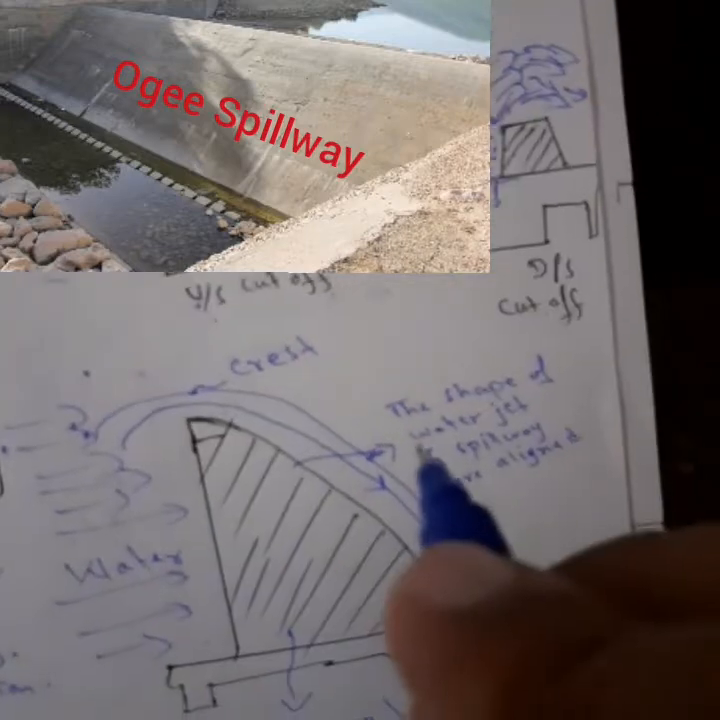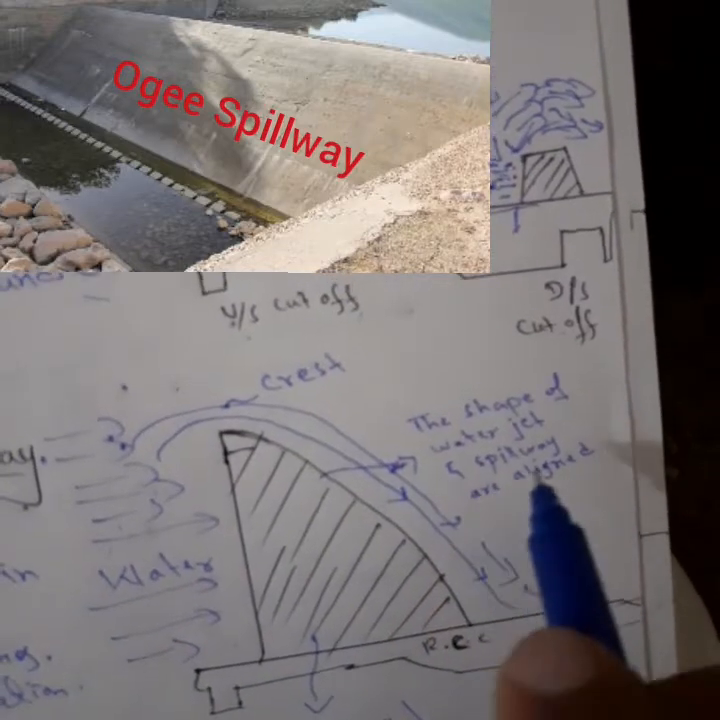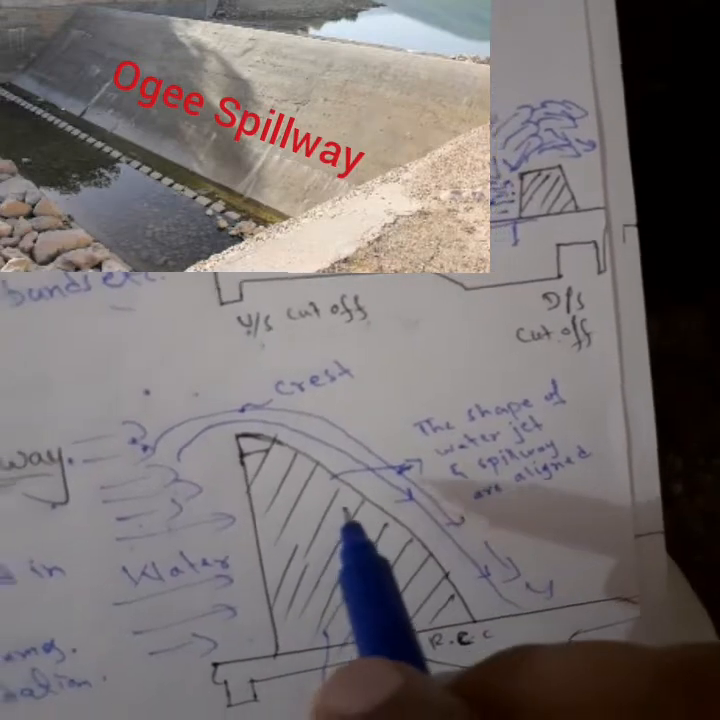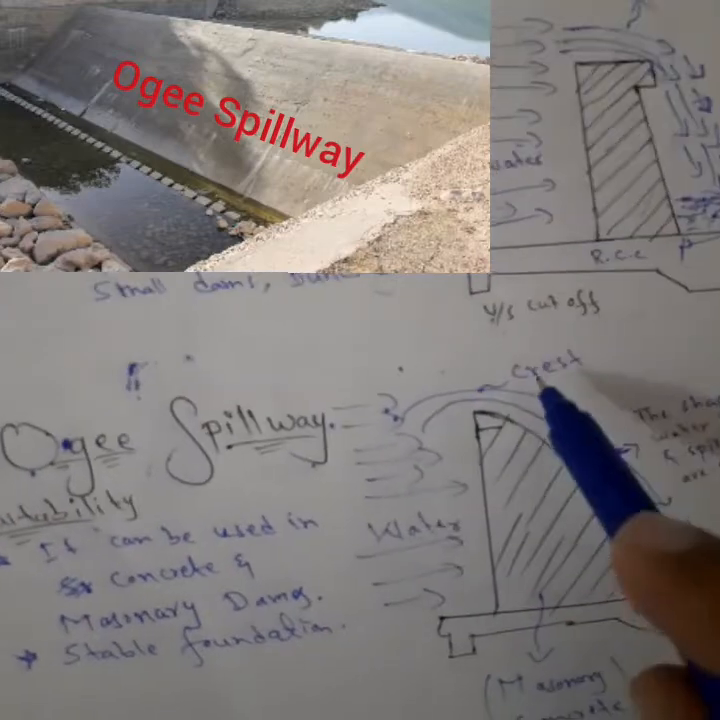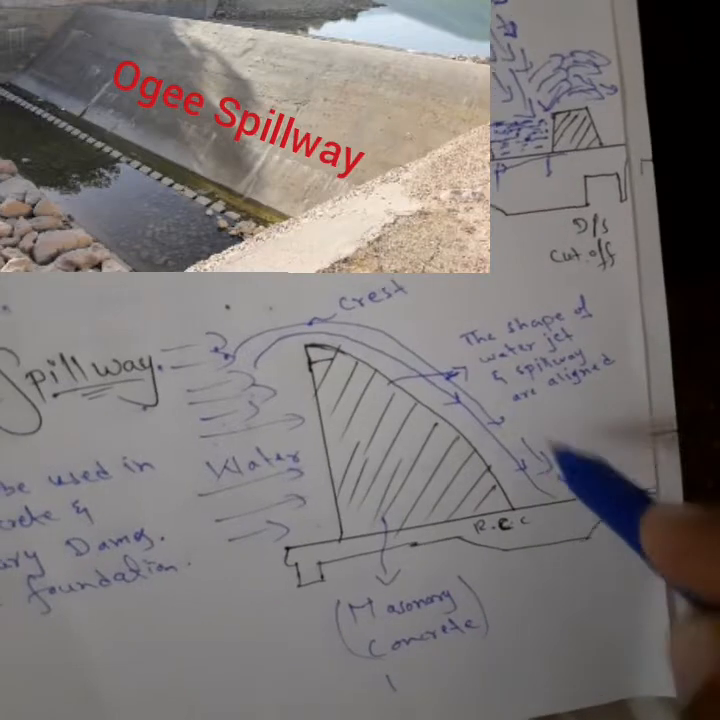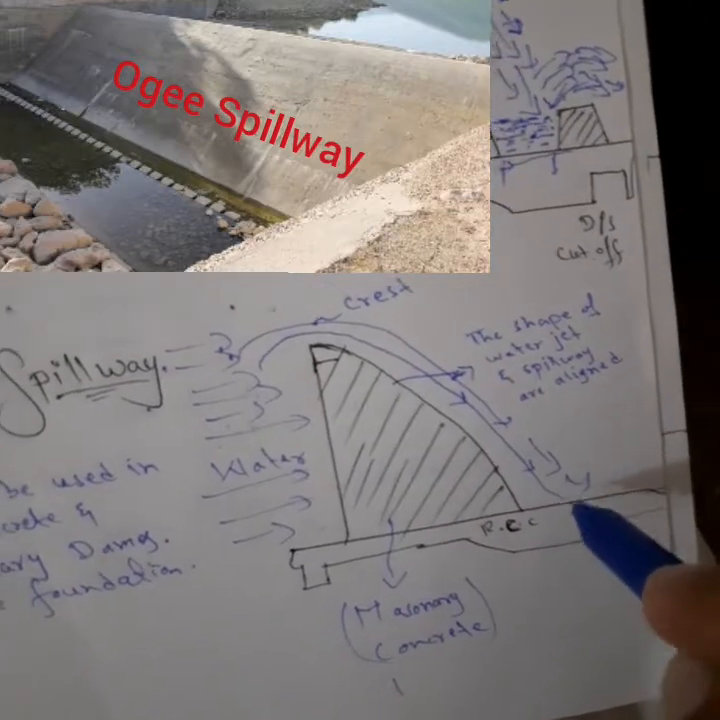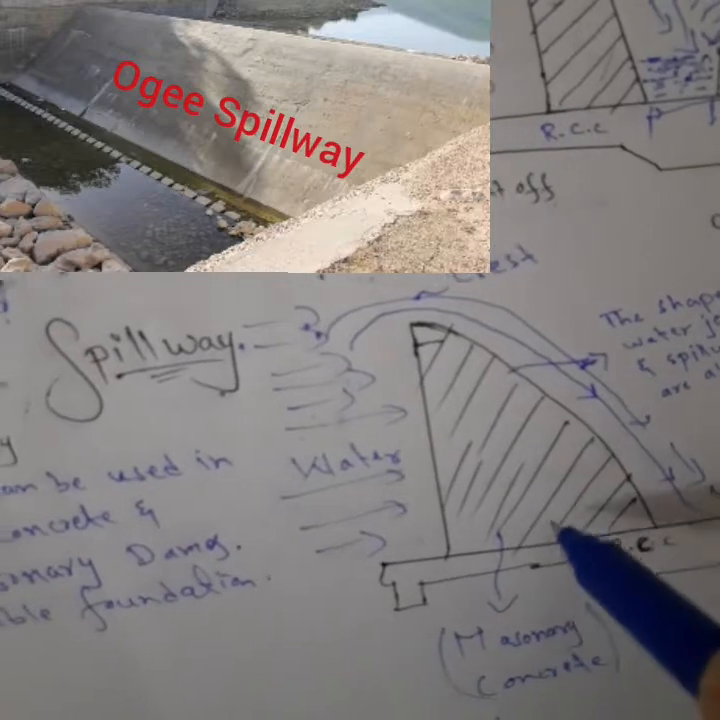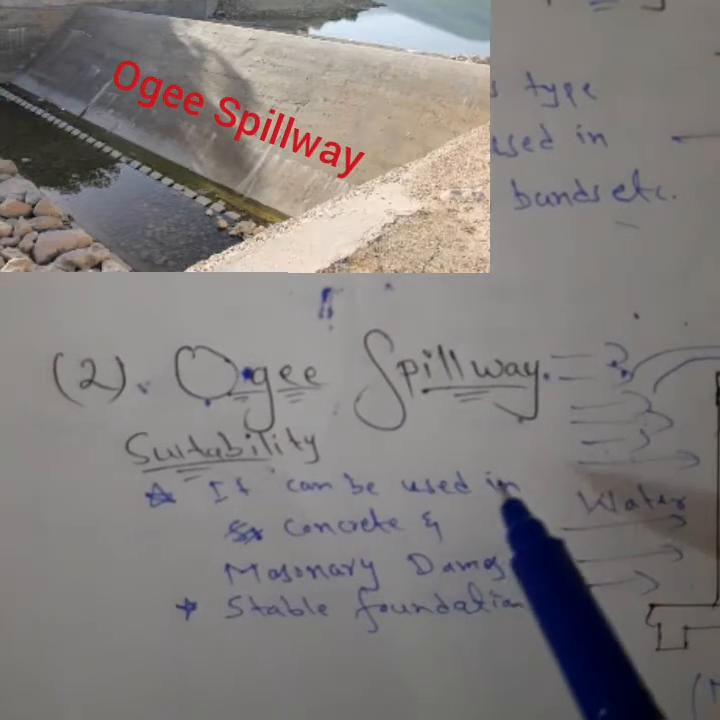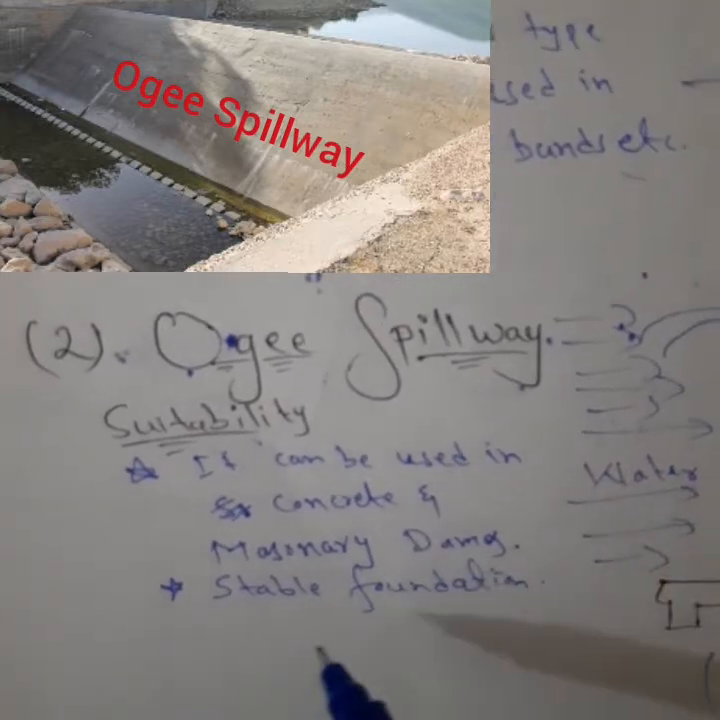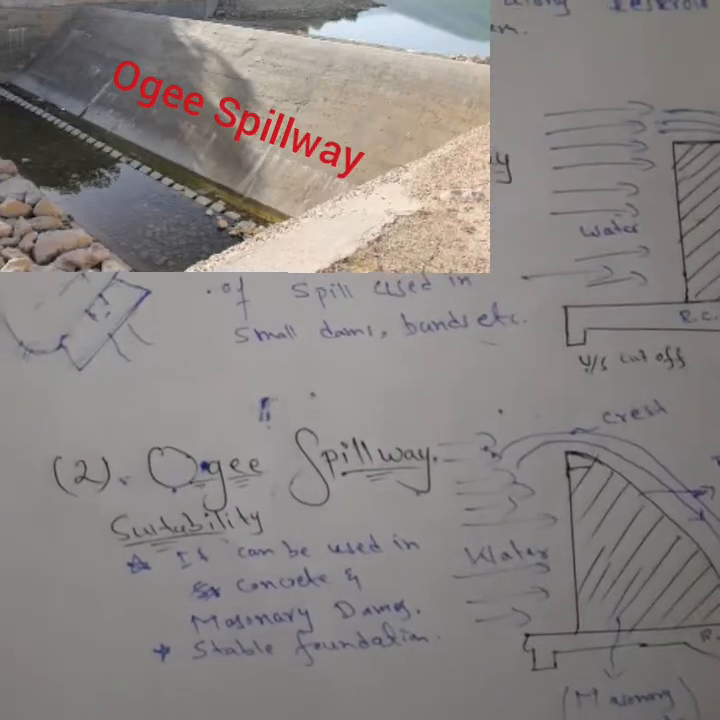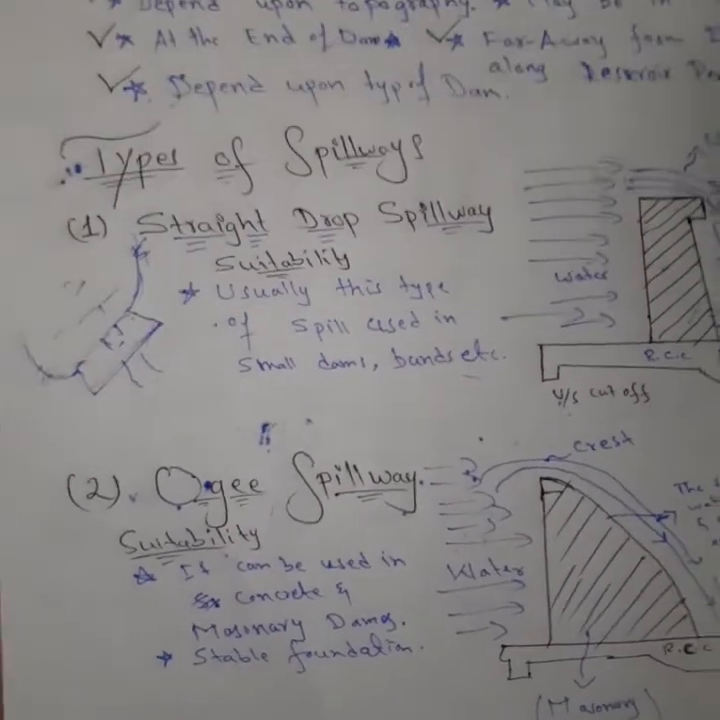Here you can see the shape of the water jet and the spillway are aligned. Both are aligned. So this is the ogee spillway, this is the crest, and the downside we call the trough. This may be a masonry structure or concrete structure, and it can be used in concrete and masonry dams with a stable foundation. It needs a stable foundation, otherwise it may be damaged.